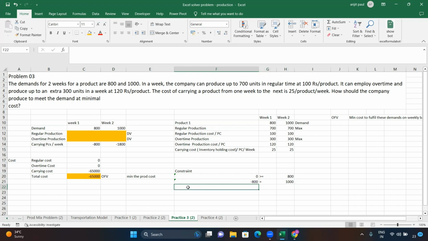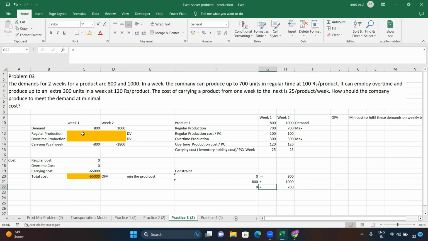Okay, so the demand constraint I have already added. Now look, see what are the other constraints we have. So regular production. The maximum regular production is 700 pieces. Okay. So here we can mention this one, that is the regular production of week 1 needs to be equal to 700.